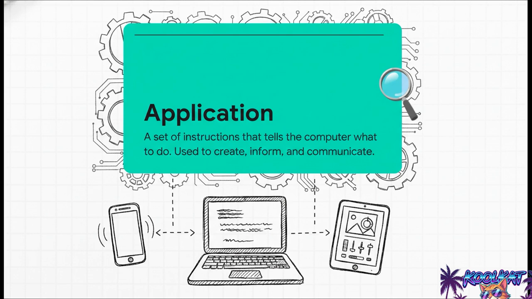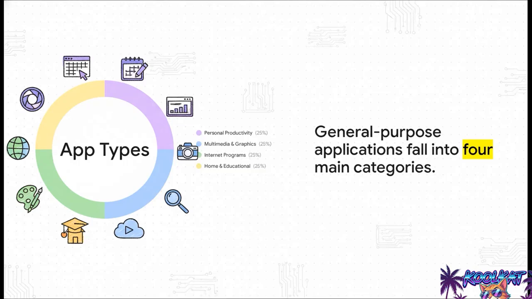Think of it like a specialized worker for your computer. A word processor knows all about text. A photo editor, it's a master of pixels. For our letter, we need an app that's built for one thing, making documents. And wow, are there a lot of them. Apps basically fall into these four big buckets. You've got your multimedia apps for video and art, internet programs like your browser, and then all that home and educational software. But for what we're doing, writing our letter, we're squarely in the world of personal productivity apps. These are the real workhorses.